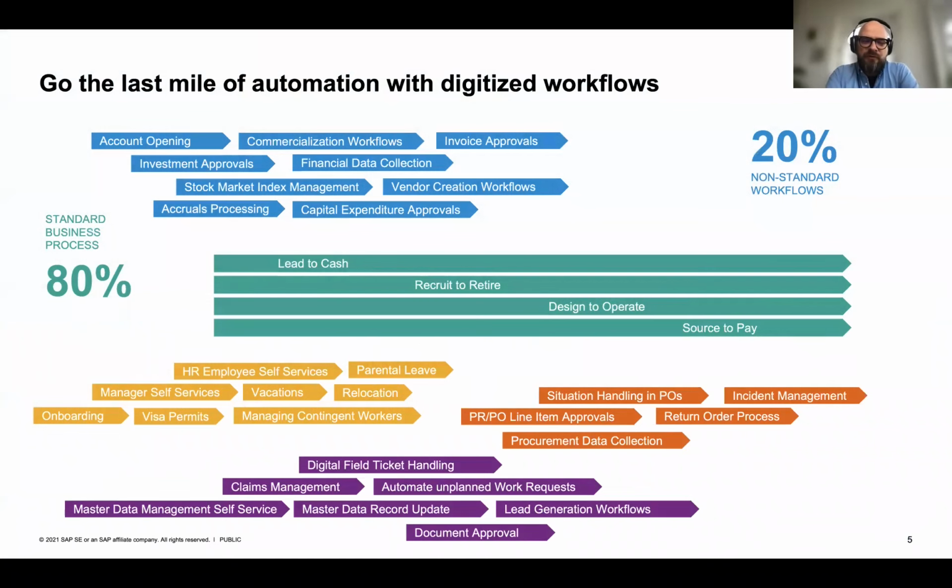When you take a look at business processes, of course, a lot of them are already standardized. This means they are running within standardized applications, like, for example, SAP S/4HANA or even SAP ERP still. When we take a look at the bigger scenarios like lead to cash, recruit to retire, design to operate, or also source to pay, I guess we all know this is just part of the truth. Approximately 80% of our business processes within the organization can be covered with these standard applications. But what about the rest?